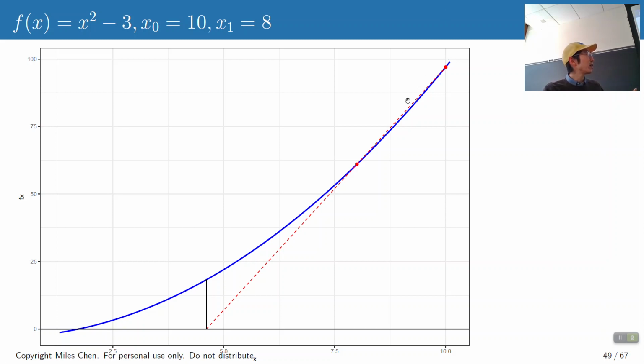Then we follow that until we hit the x-axis, and we hit right here. That gives me this location, 4 point something. Now I've got a point here, and here's my previous point, 8, so I draw a line that connects them. Not really looking like a tangent line anymore, but it's fine. We follow that down to the x-axis, and here's a new location, and we draw a straight line that connects this dot to this dot, and we follow this.